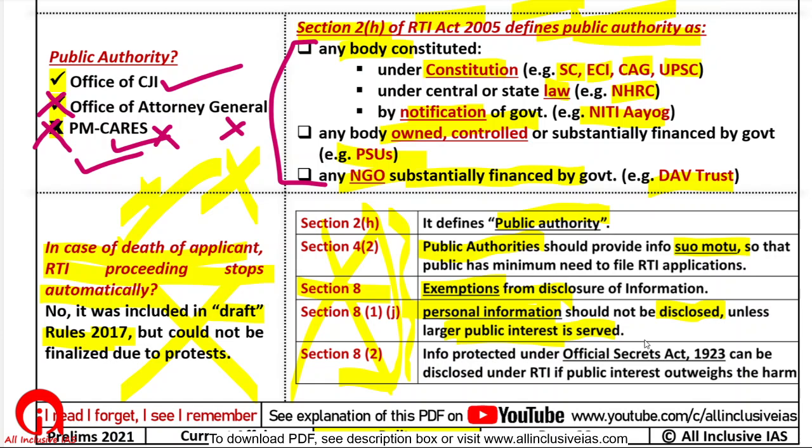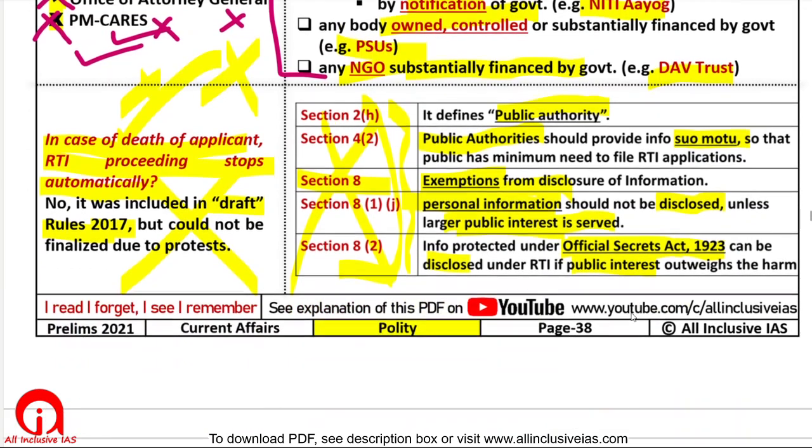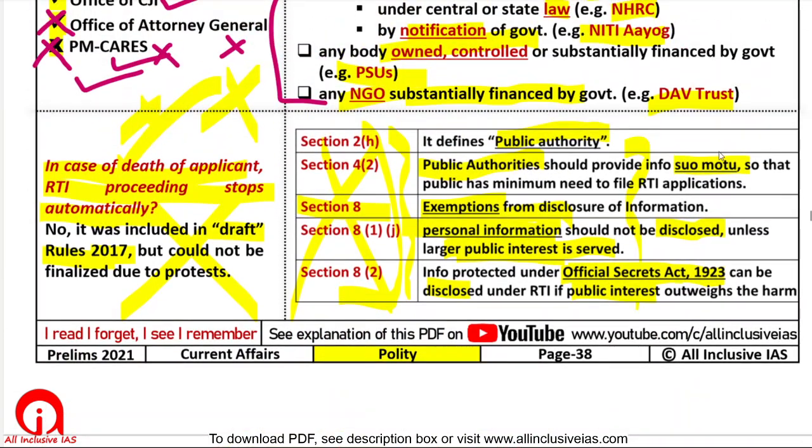The RTI Act also clearly says that information protected under the Official Secrets Act can be disclosed if public interest is higher. If there is substantial public interest, then even official secrets can be disclosed. So these sentences are important for your prelims.